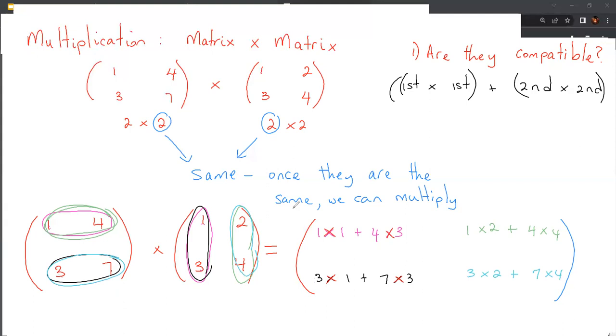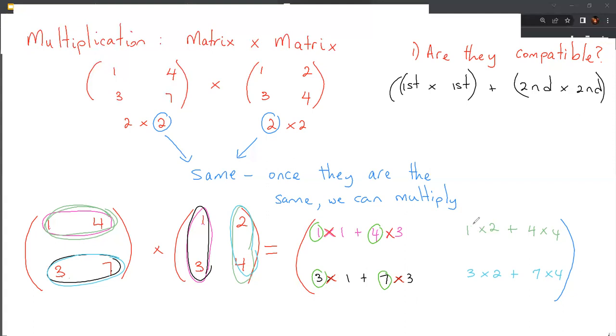Watch this trick out. My first matrix was 1, 4, 3, 7. In front of each of your multiplication signs, you're going to see a replica of that first matrix. 1, 4, 3, 7. See? Same exact digits will be before your multiplication sign.